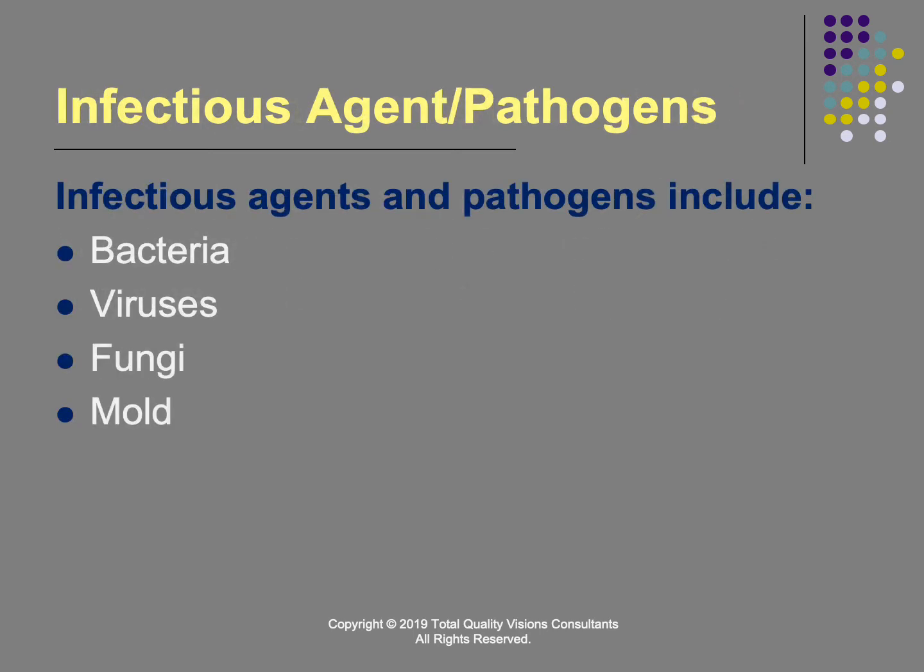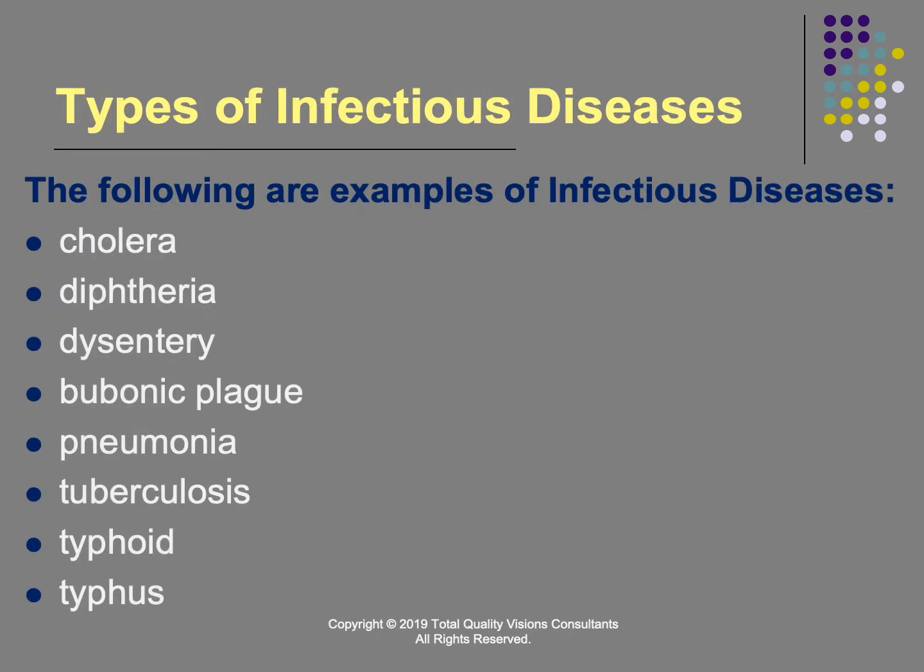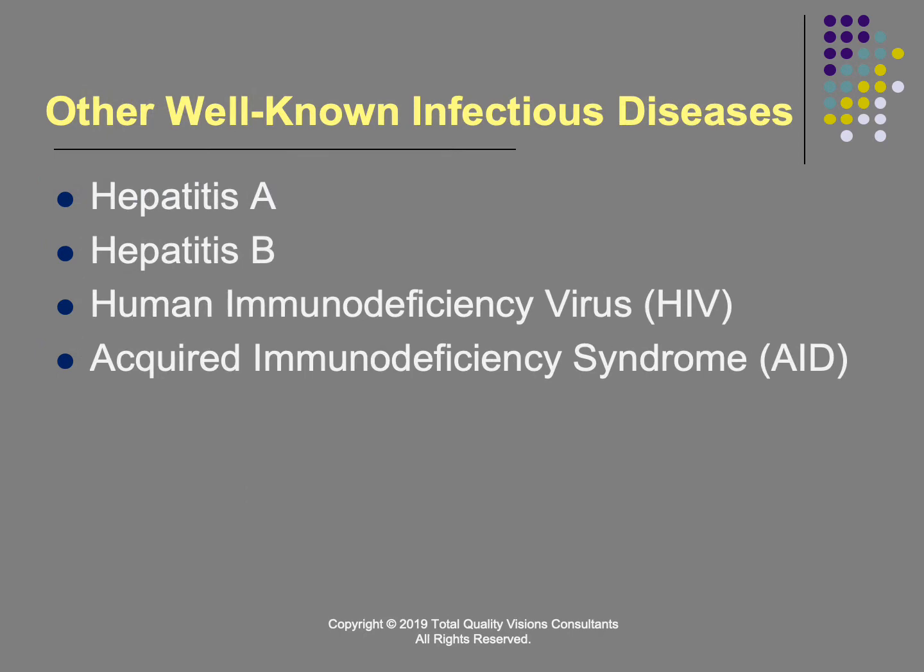Pathogens include, but are not limited to, bacteria, viruses, fungi, and mold. Infectious diseases include, but are not limited to, cholera, diphtheria, the bubonic plague, pneumonia, tuberculosis, or others. Other well-known infectious diseases include hepatitis A, hepatitis B, human immunodeficiency virus, and acquired immunodeficiency syndrome.